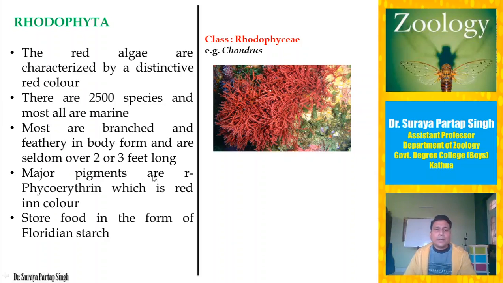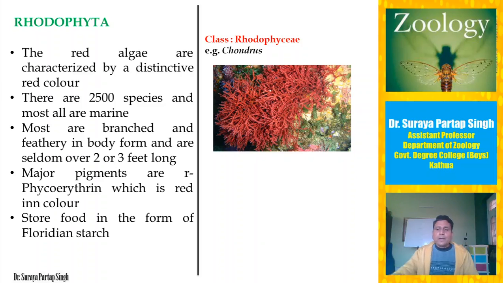The major pigment is phycoerythrin, which is red in color. Because of the presence of this pigment, the members of division Rhodophyta are called red algae, and they store food in the form of floridean starch. This is a type of modified starch. So in them the stored food product is starch, but a modified starch, that is floridean starch. It has only one class, the Rhodophyceae, and an example is Chondrus. So with this we come to the end of the classification of plant-like protists.